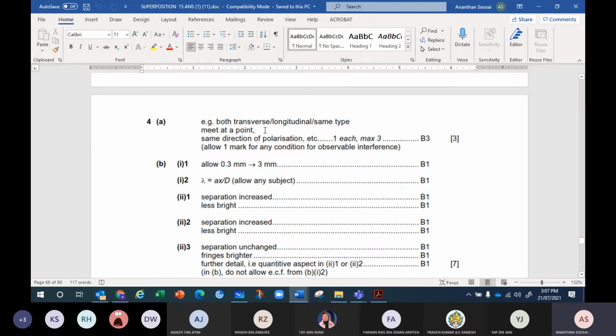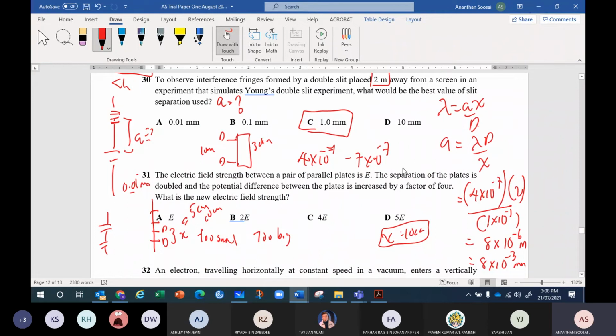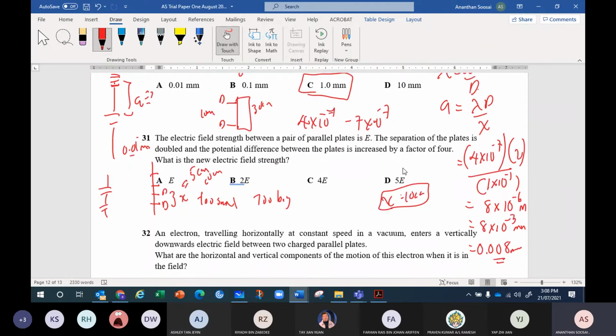Okay, I get back to you on that particular question. But anyway, if in the exam they ask to suggest a value, you better suggest in this range, 0.3 mm to 3 mm. Okay, Ashley? Yeah. Okay. Any other questions? 33. 33, yeah.